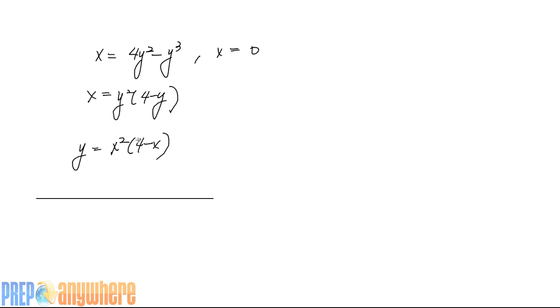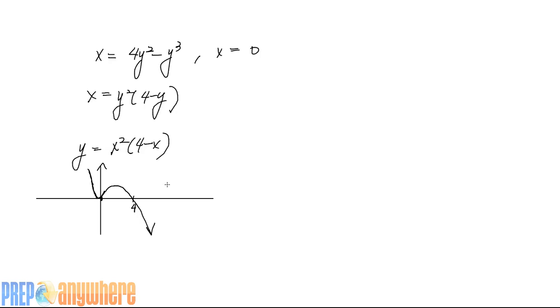Hopefully you know what this one looks like. It has x-intercepts at 0 and 4, because if you multiply this in, you get an x cubed with a leading coefficient of negative 1. It's reflected on the x-axis, so it's going to start from the top. It has a double root at 0, and it's going to go down like this.